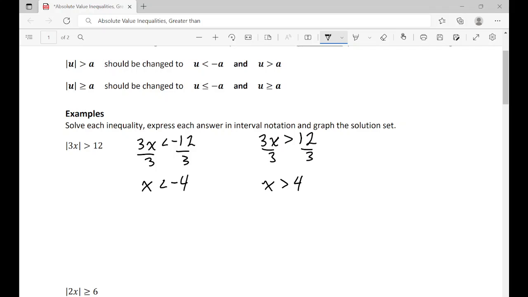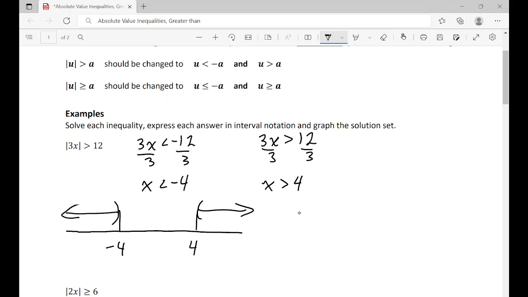So I have my two inequalities, and as a graph, negative 4 and positive 4. Since this is a less than sign, and it's going to the left forever, it's going to be a parenthesis going to the left forever, and this is a greater than, so it's again a parenthesis going to the right forever. So this is what our graph would look like, and in interval notation, it's going to be from negative infinity to negative 4, parenthesis, union 4 to infinity.